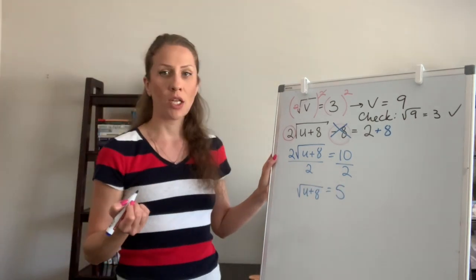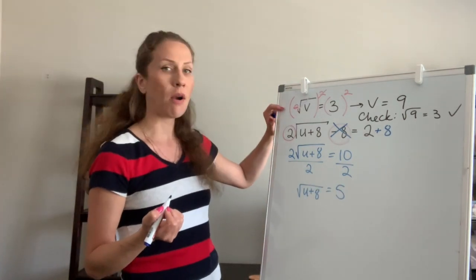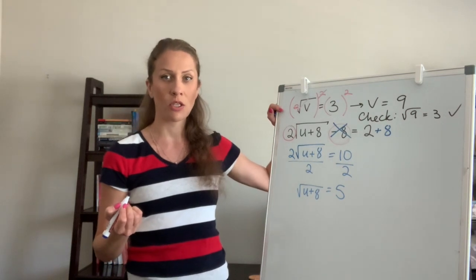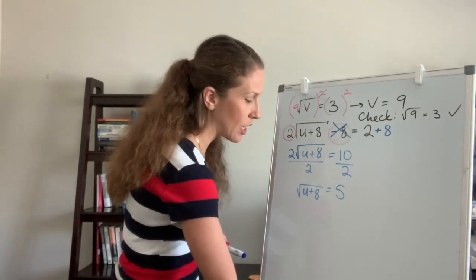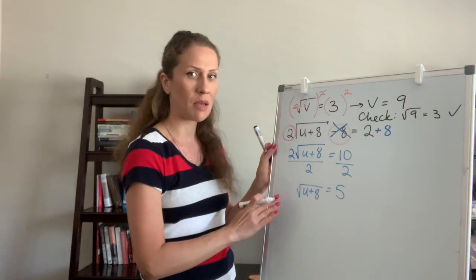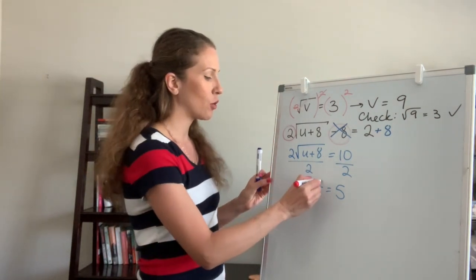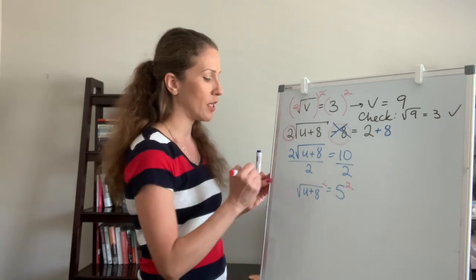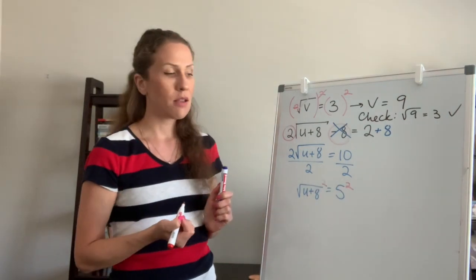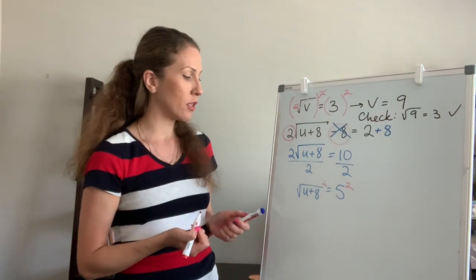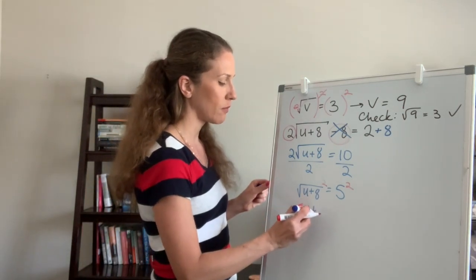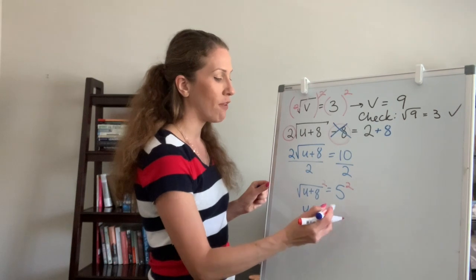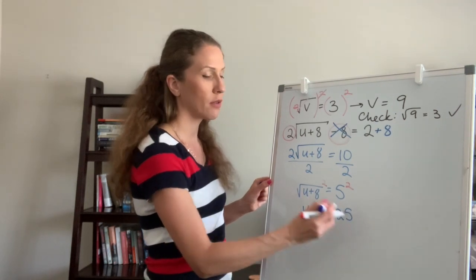At this point, I'm ready to do the same thing I did with my first problem, which was to square each side to remove the radical. So that's what I'm going to do, because the root is now by itself. There's nothing else on the same side as my radical. So I'm going to square the left side, I'm going to square the right side. On the left side, the whole point of squaring is to remove the radical, so it is gone, and what you have is u plus 8. On the right side, you have 5 squared, which is 25.